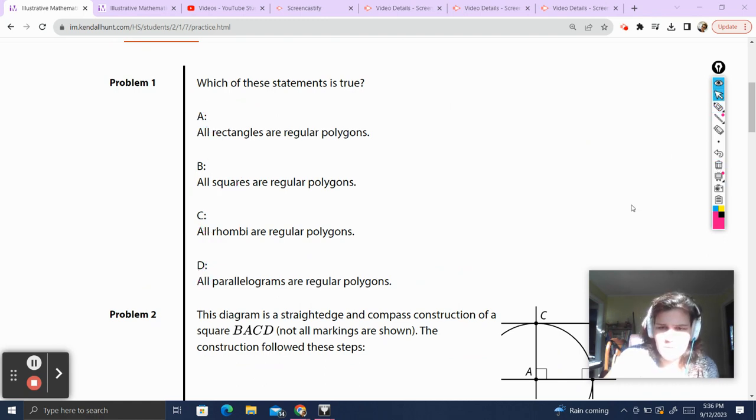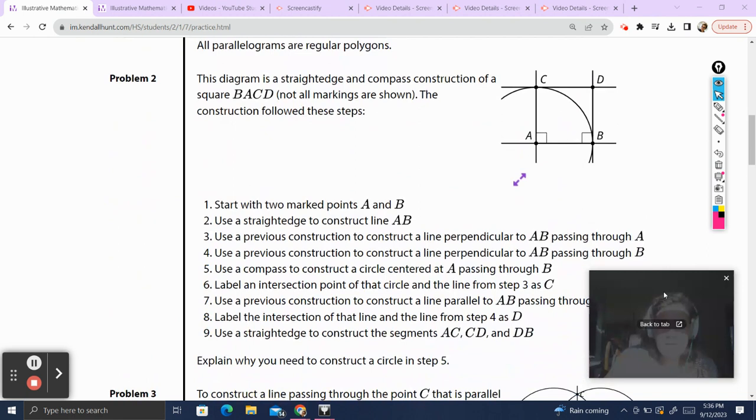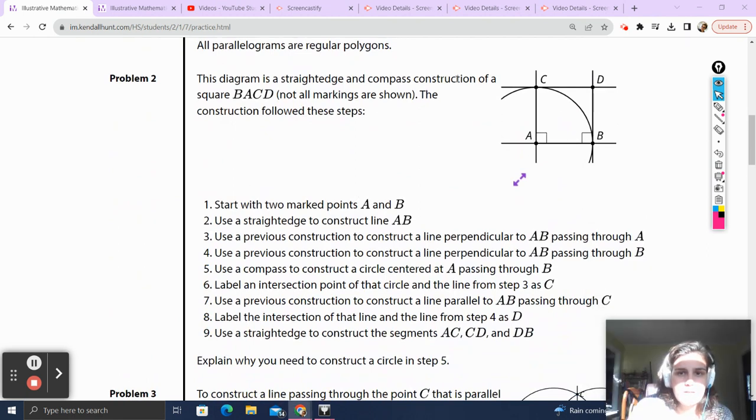Let's go on to question number 2. Problem 2. The diagram is a straight edge and compass construction of square BACD. Not all markings are shown. The construction follows these steps. So we started with A and B. We constructed AB. We used a previous construction to construct a line perpendicular to AB passing through A. So we drew this dude. We used a compass to construct a circle centered at A passing through B. So we drew that circle over there.